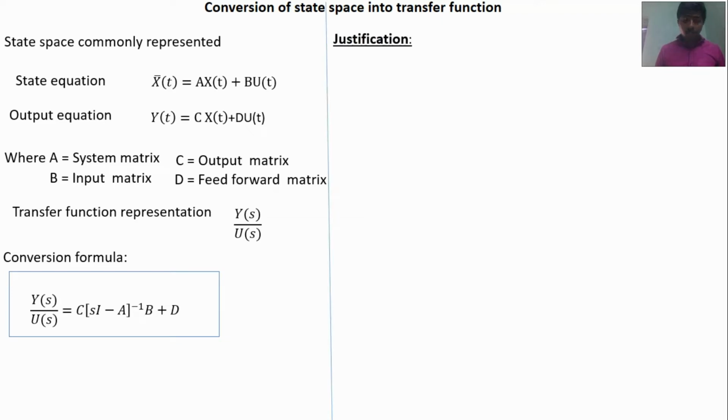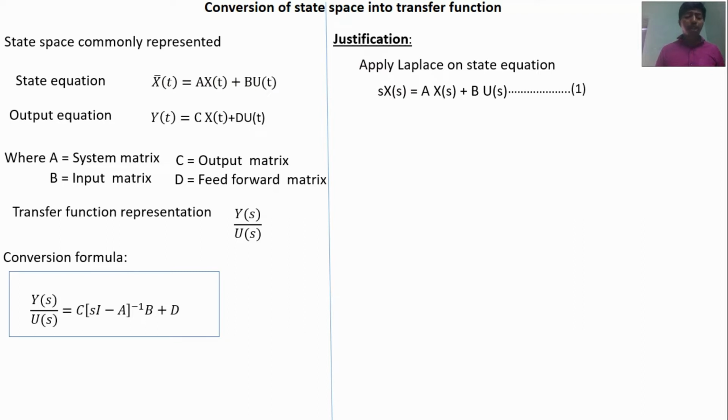Justification. Just apply the Laplace transform on the state equation. The Laplace transform of the derivative, the Laplace transform of dy by dt, is equal to s into y of s. Similarly, for the derivative term, s into X of s is equal to A into X of s plus B into U of s. Let us take this equation as 1.